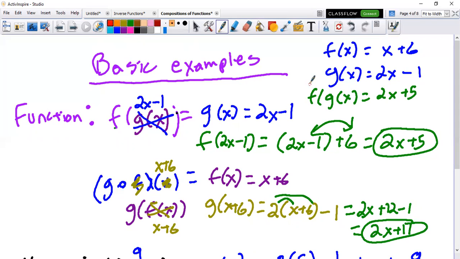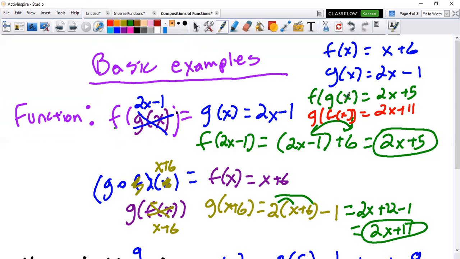Even though I wrote it in green down here, I'm going to do it in a different color up here. g of f of x is not 2x plus 5. You're not going to get the same thing. 2x plus 11. It's pretty similar here, but you'll see on the next example we'll get two wildly different answers.